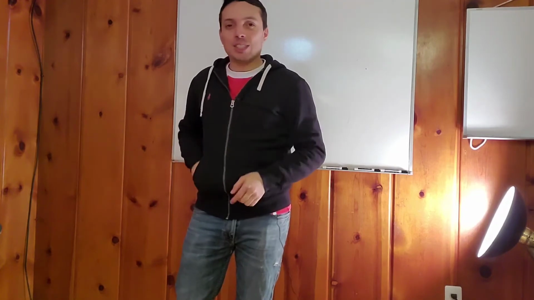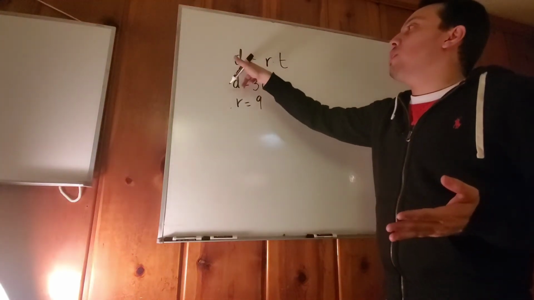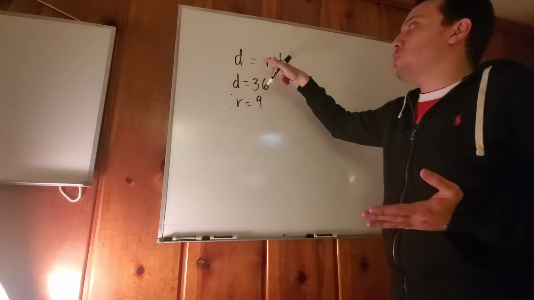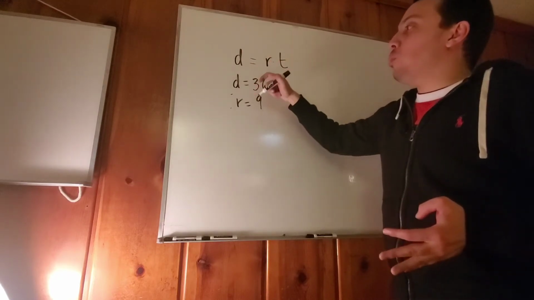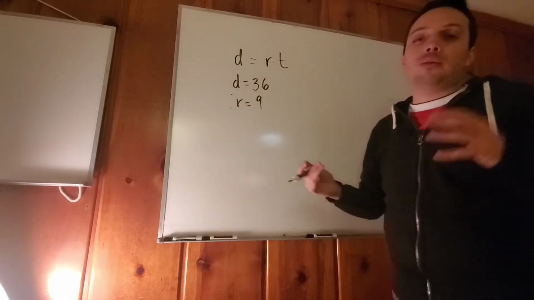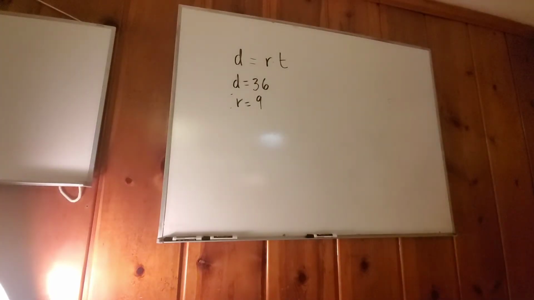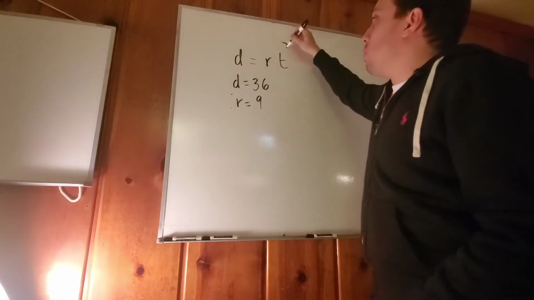But let's just jump into lesson 108. All right, the first example, they say, look at the formula D equals R times T. This, by the way, is distance equals rate times time. And they tell you the distance is 36, the rate is 9. They don't tell us any measures, it's just numbers. And so they say, solve for T.